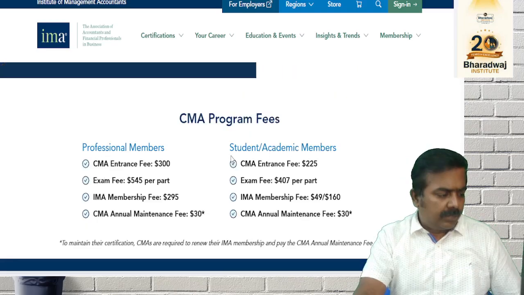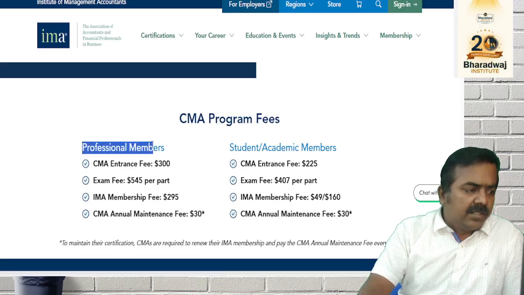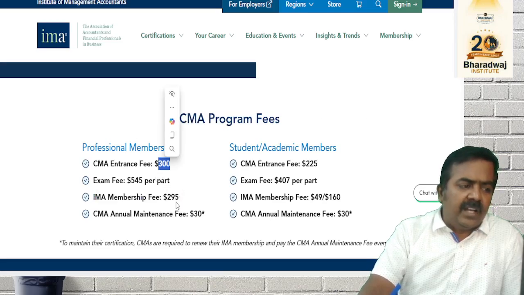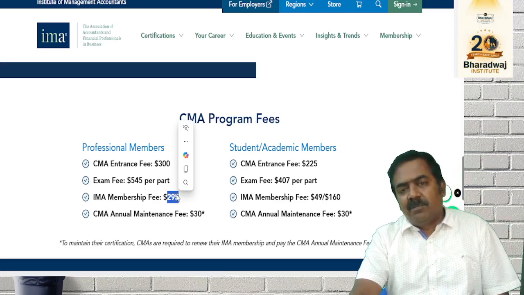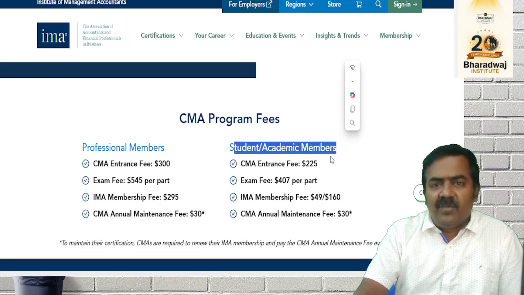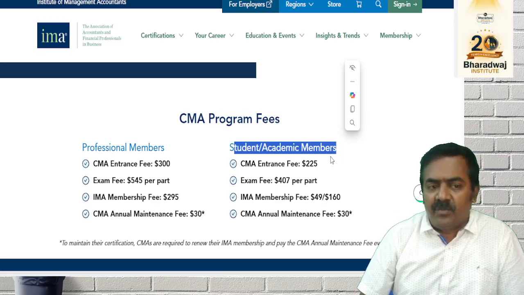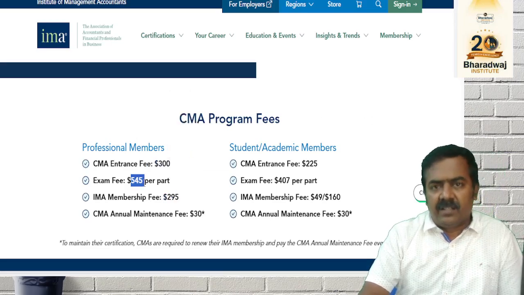Why I tell you CMA US is very costly is you have to pay CMA entrance fees plus IMA membership fees. It will cost you some $595 if you are a graduate, not a student. The student membership is available only when you are in first, second or third year of college while appearing for the exam. So it will cost you $595 plus exam fees of $545.